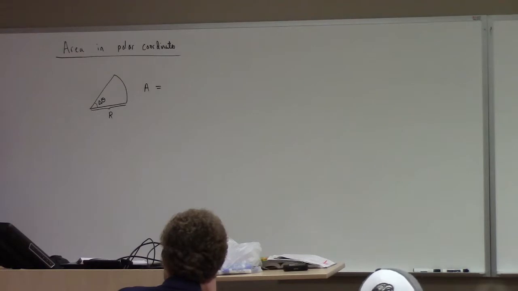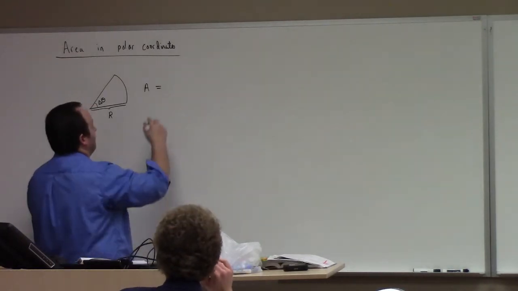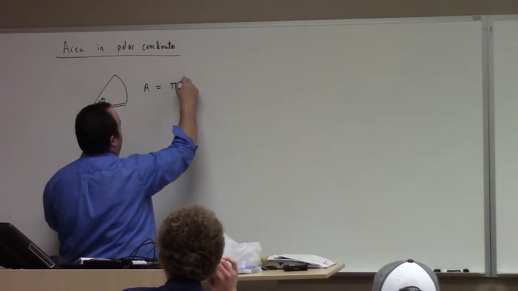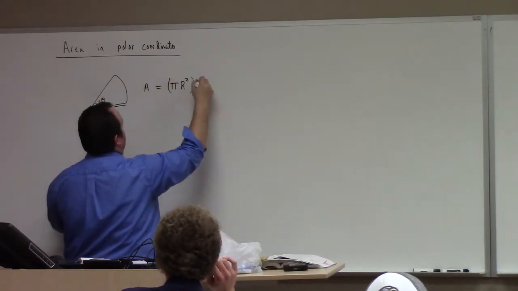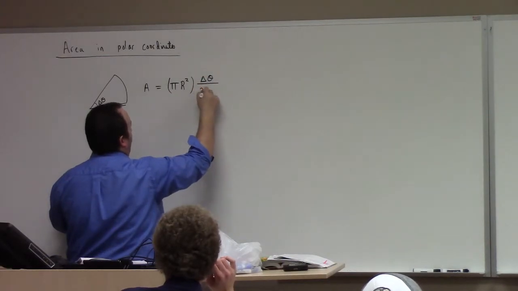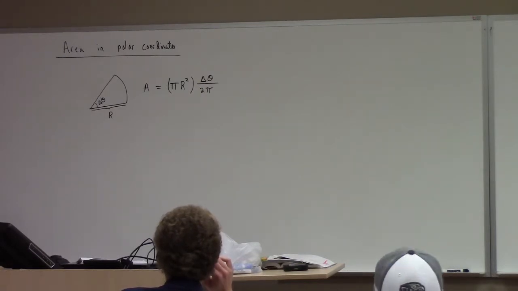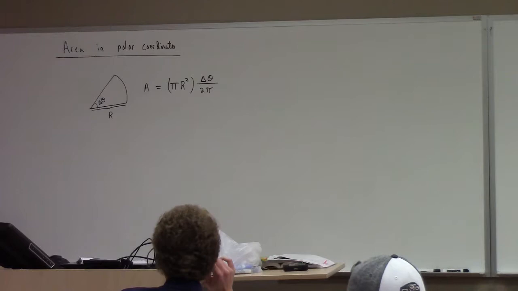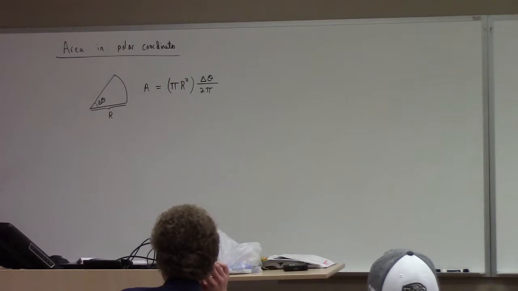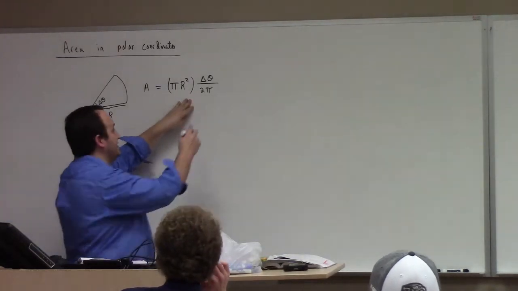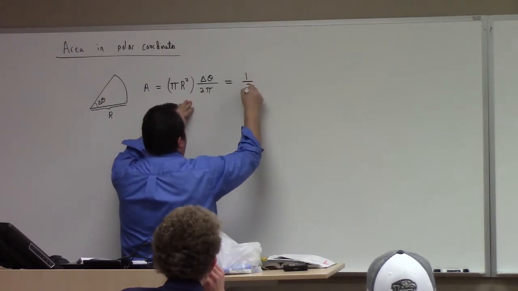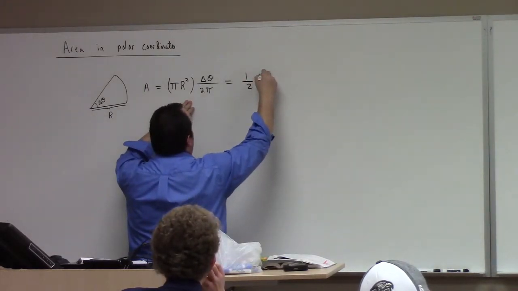Pi r squared times delta theta over 2 pi, if radians are 360 degrees. So you think of it as pi r squared times delta theta over 2 pi. I think that is a very good way to think about it, because what that formula says is it's proportional to the angle subtended. And I know that if the whole angle is 2 pi, then we get the full circle, right? We get pi r squared. Now, of course, this simplifies, but that's how I remember it. So this is 1/2 r squared delta theta. Notice the pi's cancel.